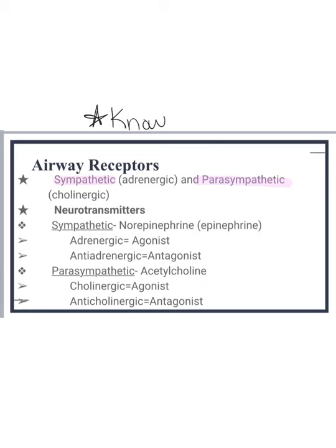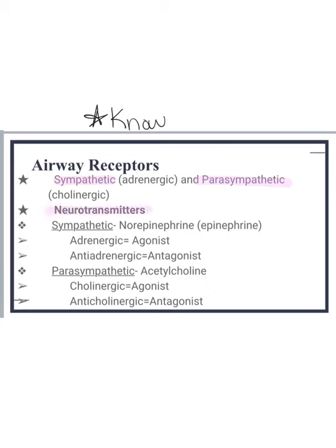bronchodilation. And then you have parasympathetic or cholinergic, which is rest and digest. So you're relaxing, you have a decreased heart rate, shallower breaths. So this is going to cause bronchoconstriction. So know the difference between the two. So neurotransmitters. Know your neurotransmitters.